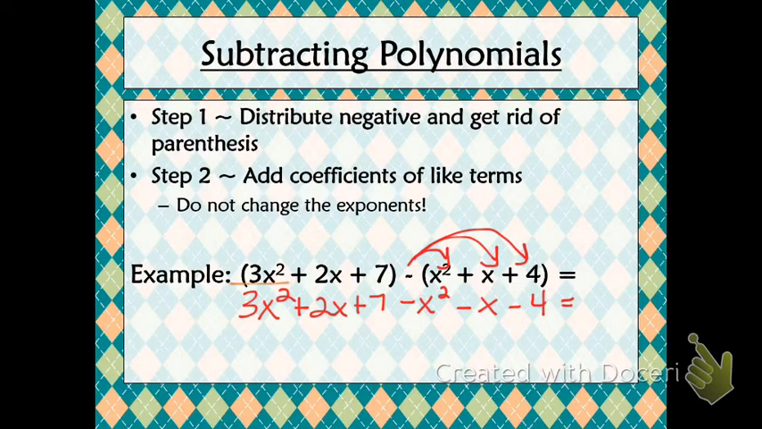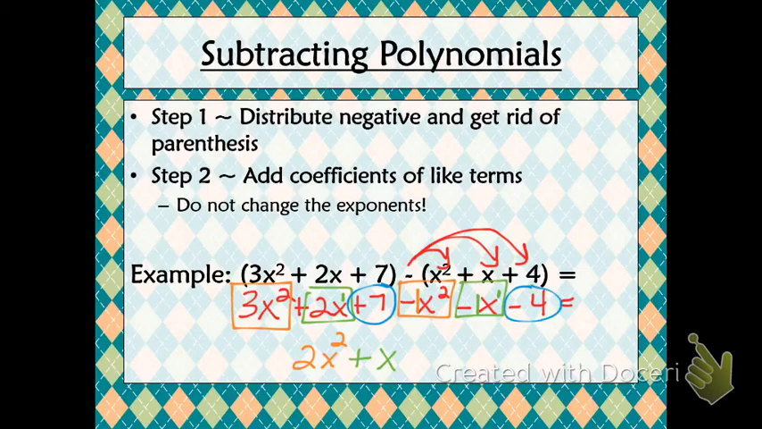So the highest degree is 2. We've got a 3x squared and a negative 1x squared, which when we add those, we get 2x squared. And then the next highest degree is 1. We've got 2x to the first, and we've got negative 1x to the first. So we put those together. 2 plus negative 1, we get 1x to the first, and usually we don't write the 1's. And then last we'd have things that are degree 0. We've got the 7 and the negative 4, which when we add those we get 3. So this is the solution to our subtraction problem.